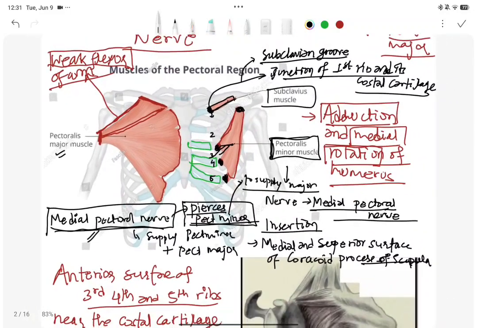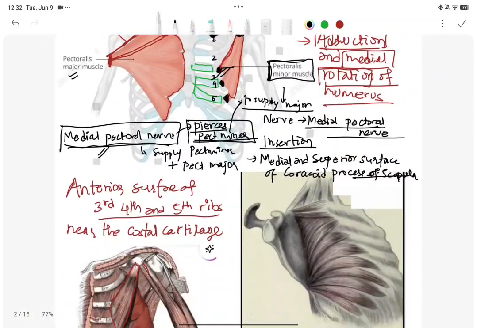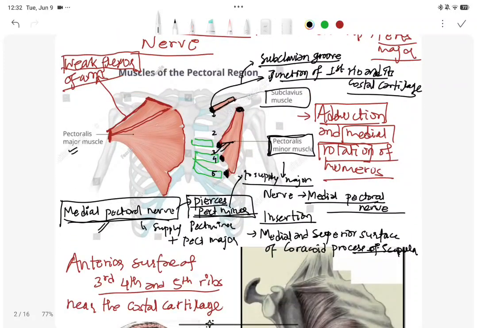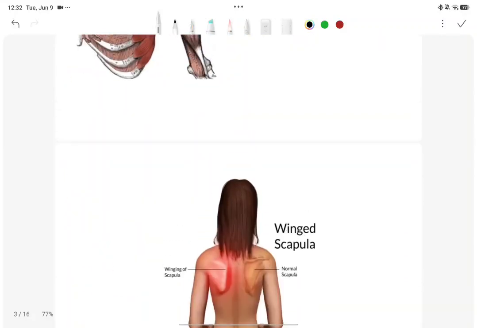There is the subclavian groove in the inferior surface of the clavicle. Okay, that is done. So this is supplied by the subclavius muscle, which is supplied by the subclavian nerve, that originates from the upper trunk.